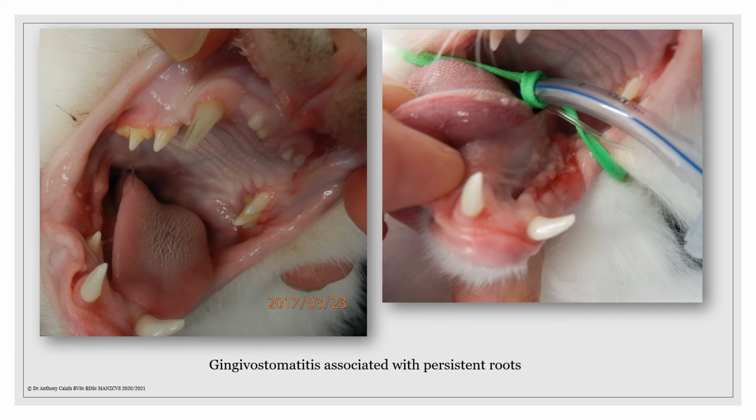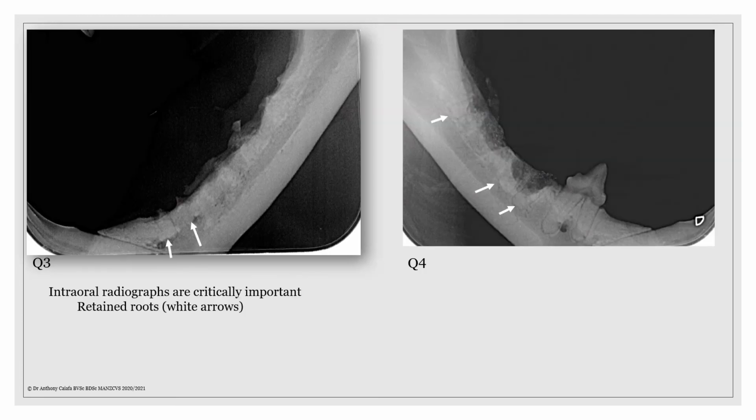This is a case of gingivostomatitis that was associated with persistent tooth roots. So you can see there's quite marked inflammation in this area here, a little bit of inflammation here, and on the left mandible, caudal mandible, marked inflammation in this area here. The referring vet did say that they did leave some tooth roots behind, so we'll go to the next slide.